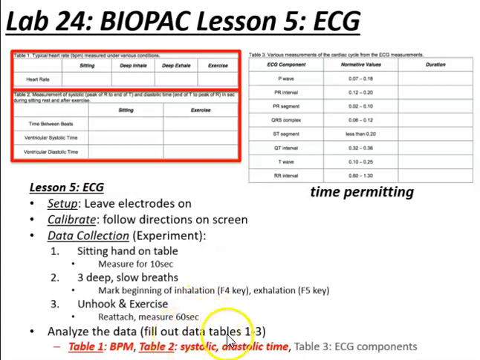We fill out the data tables 1 through 3. Table 1 is beats per minute. Table 2 is systolic and diastolic time. Normally, time permitting in the lab, we'd fill out this table for the EKG components, but for your lab quiz, we're just going to be concerned with the box in red, the 2 boxes in red.